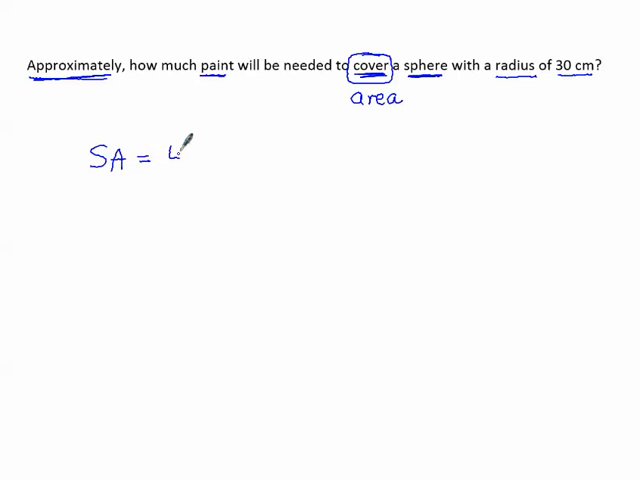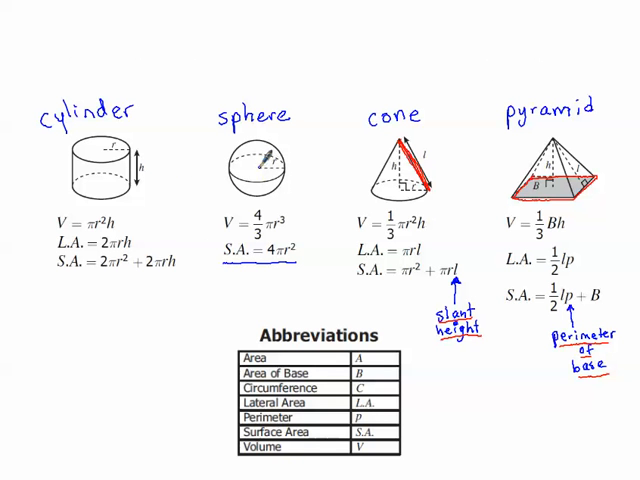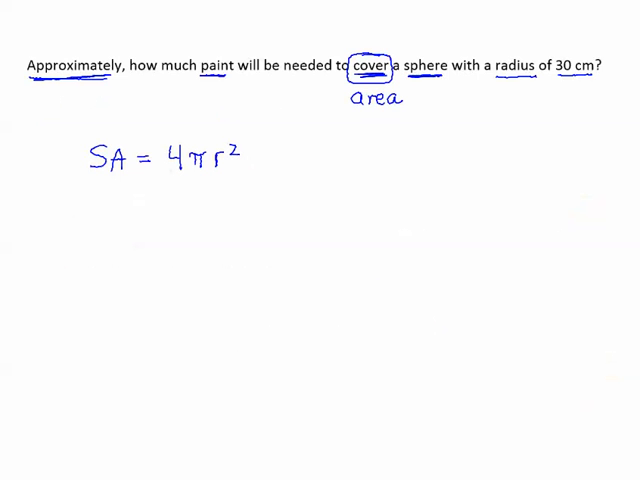SA equals 4 pi r squared, taken straight from my formula sheet. What does r mean? Well, on the formula sheet, r is shown as the distance right here from the center to the edge of the sphere. That's called the radius. So in our problem, they said the radius is 30, so r equals 30. Let's go ahead and plug that into our formula. SA equals 4 times pi, substituting 30 for r, 30 in parentheses, and then squared.